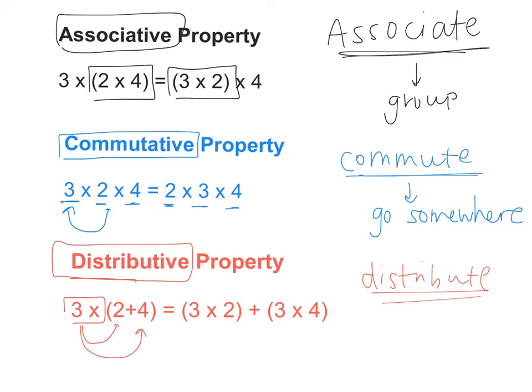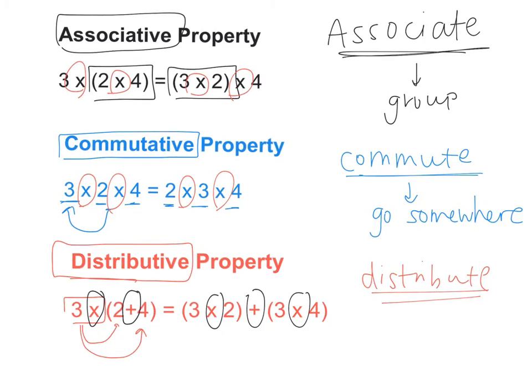You'll also notice that the associative property deals with all, what? Multiplication, right? There's only multiplication signs. The commutative property only has multiplication signs. But does the distributive property only have multiplication signs? It has a multiplication sign and an addition sign, so be careful.